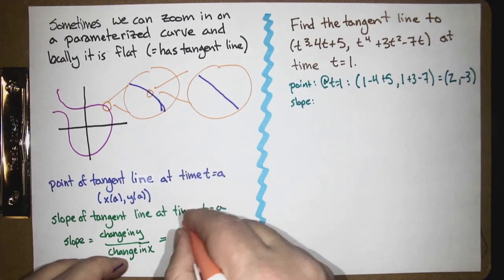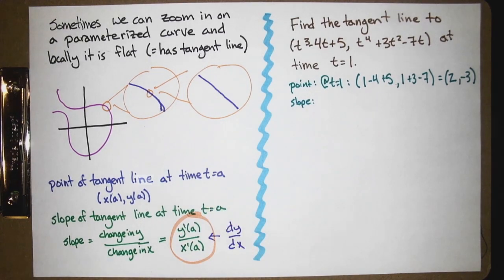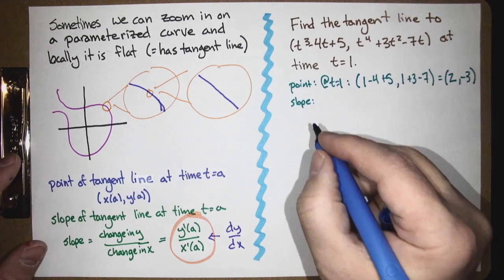We use what we just wrote down. We want y prime of a over x prime of a. Derivatives are going to be involved. It's almost impossible to talk about finding a slope of a tangent line without there being a derivative at some point. All right, now here's where I often make mistakes.